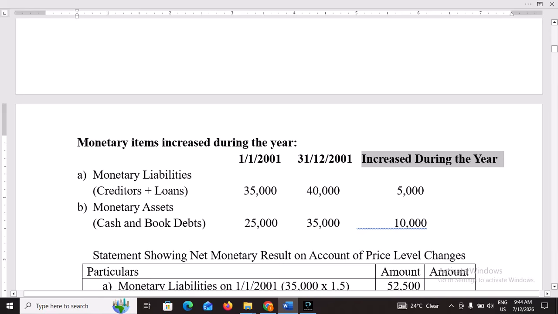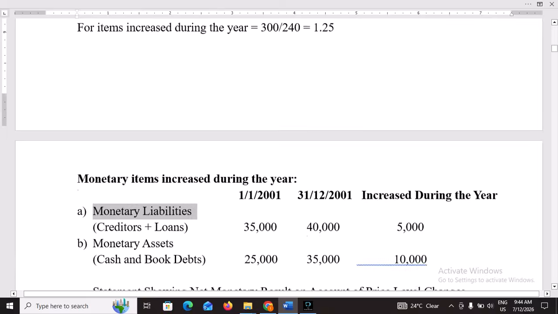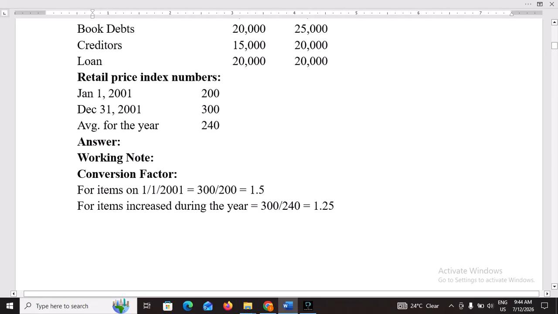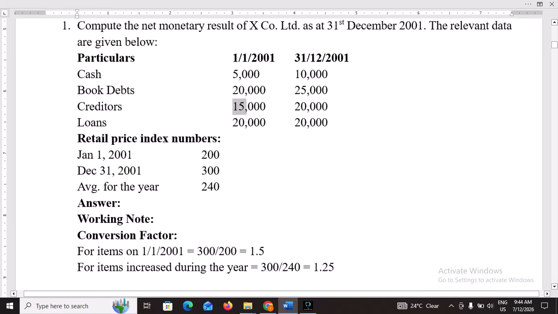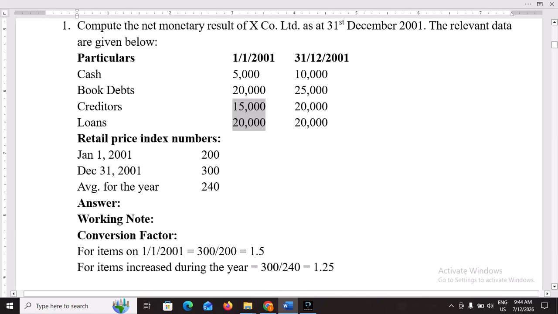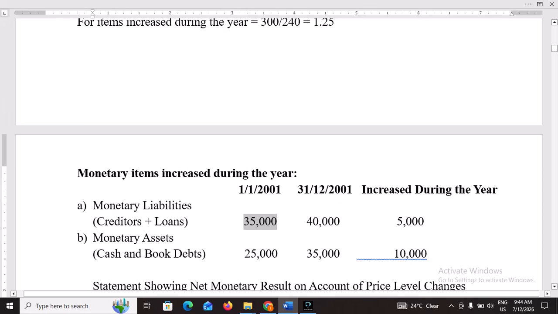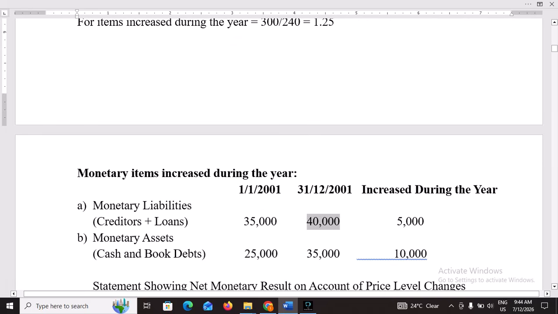First, monetary liabilities. Monetary liabilities means creditors and loans; both are monetary liabilities. So creditors plus loans. On 1/1/2001, creditors 15,000 plus loans 20,000 is 35,000. On 31/12/2001, creditors 20,000 plus loans 20,000 is 40,000. Correct? Done.